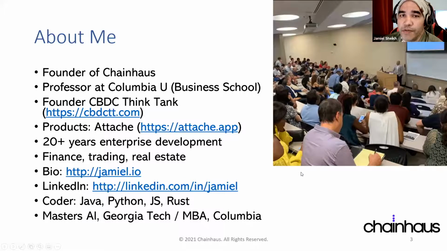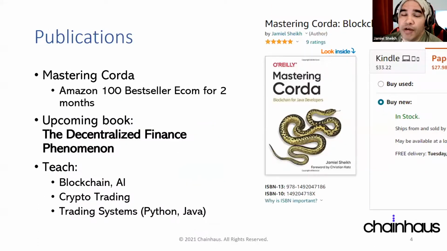Clearly you see what's happening in the news, but there's a lot more occurring behind the scenes. I'm published. I wrote a book called Mastering Corda, which is a specific type of blockchain. That book did really well. And I'm writing another book for a major publisher, hopefully out this year, called The Decentralized Finance Phenomenon. That will be a paperback.